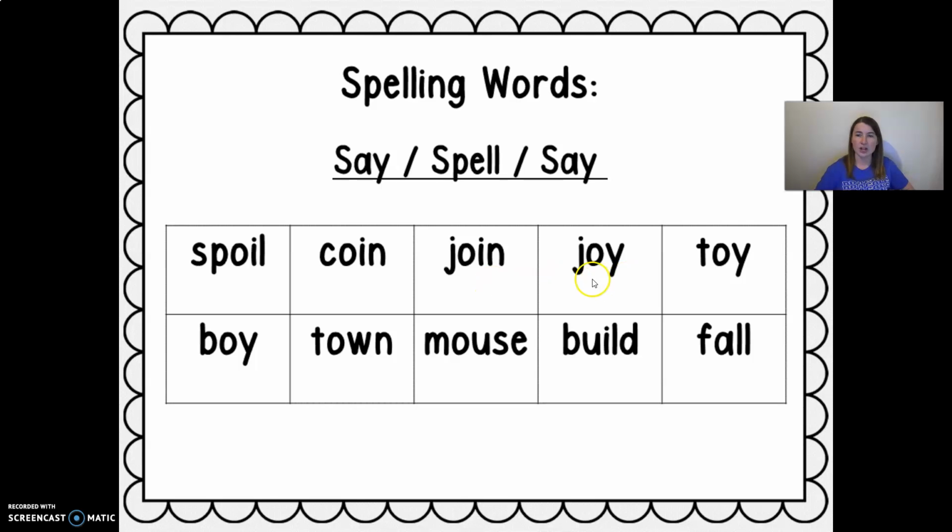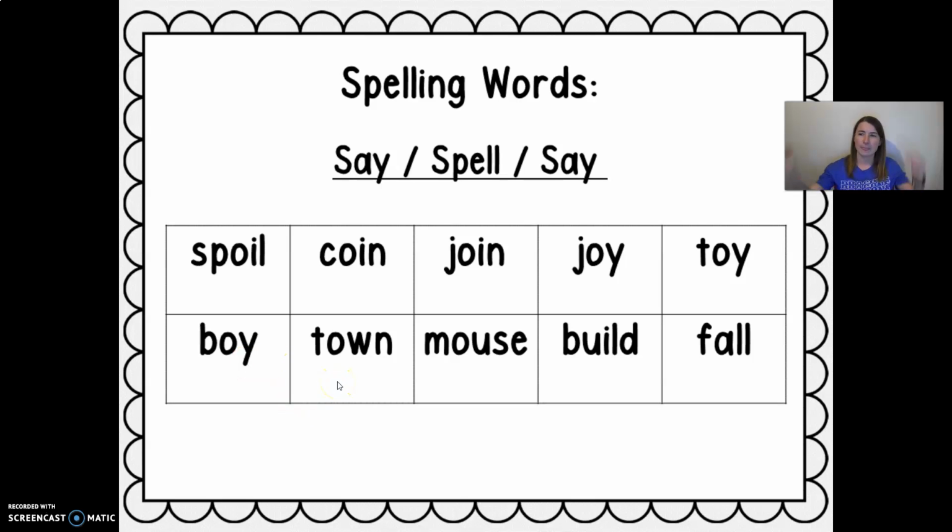The next word was joy. J-O-Y. Joy. The next word was toy. T-O-Y. Toy. Boy. B-O-Y. Boy. Do you guys see I'm putting the O-Y together or the O-I together? When I spell it, I just do 1 tap because of the 1 sound.